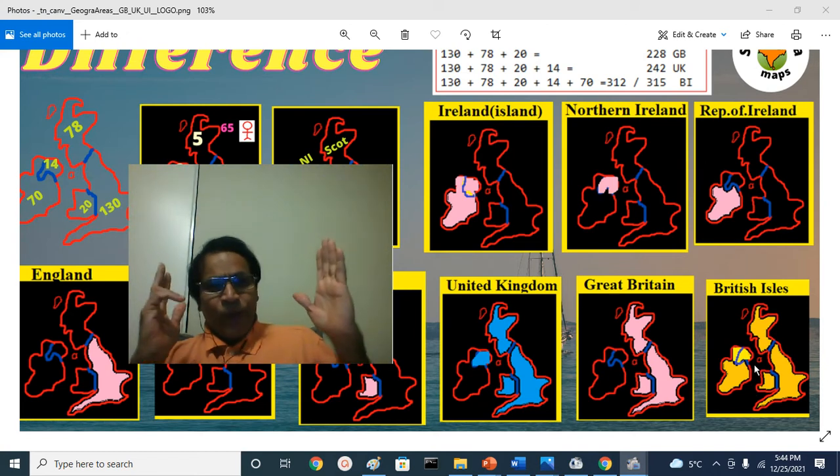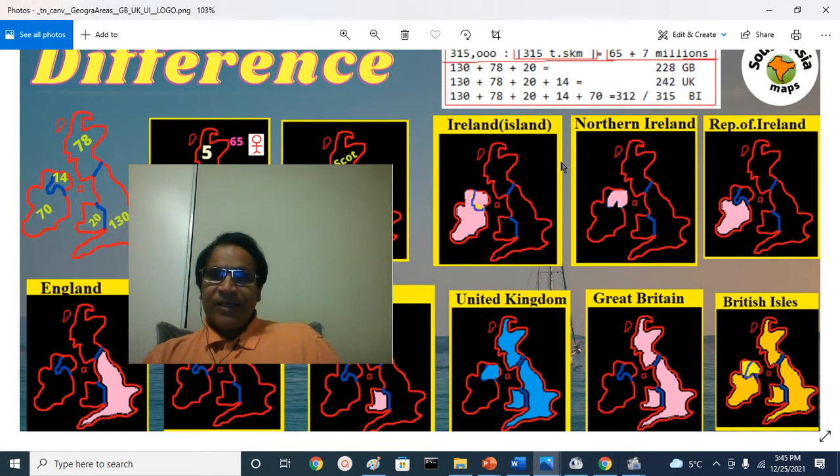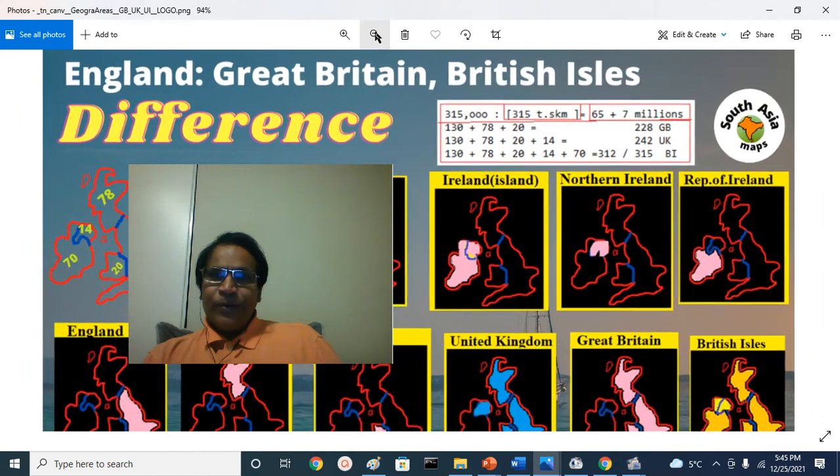There are two big islands, that is Great Britain and Ireland. Ireland and Great Britain, that is the British Isles. British Isles is a plural, right? There is a group of islands or isles, they are called the British Isles. That is about those things.